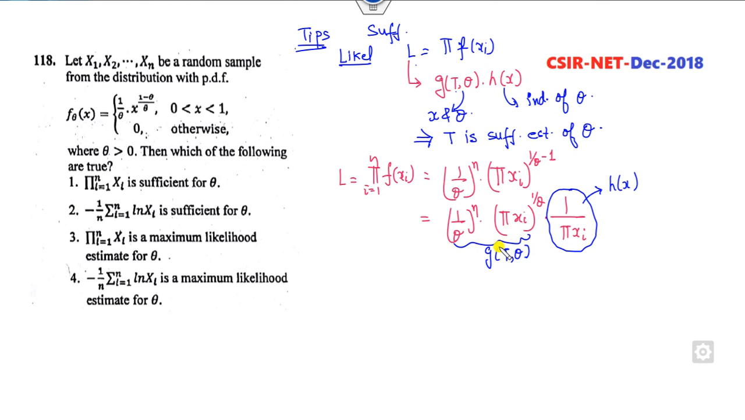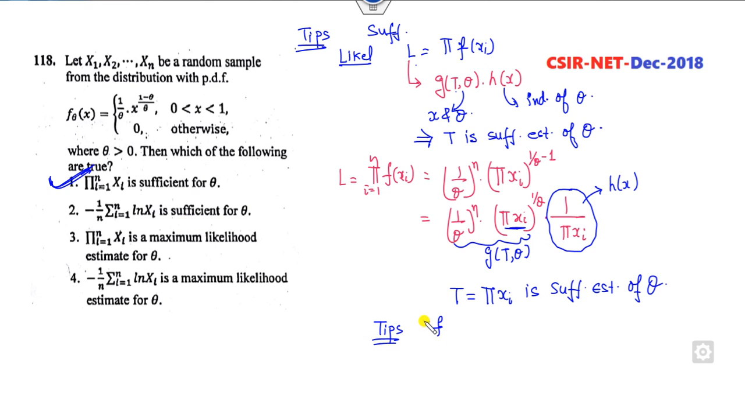Which part is the function of x? This part, that is capital T, is my sufficient estimator of theta. So it means the first option is correct. Now they are also talking about the second one. So what is the remark? What is the tip for you?